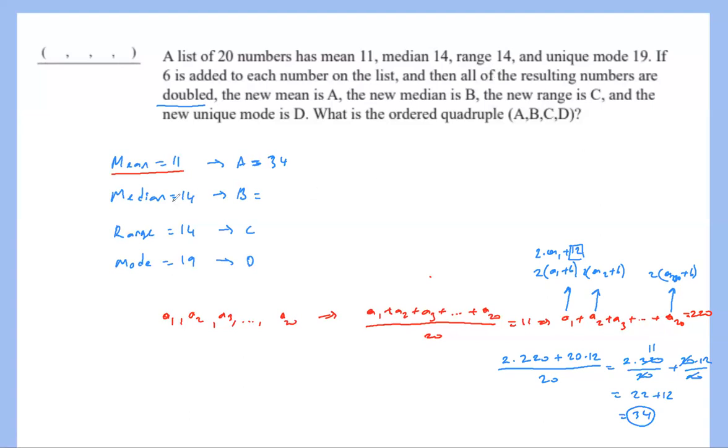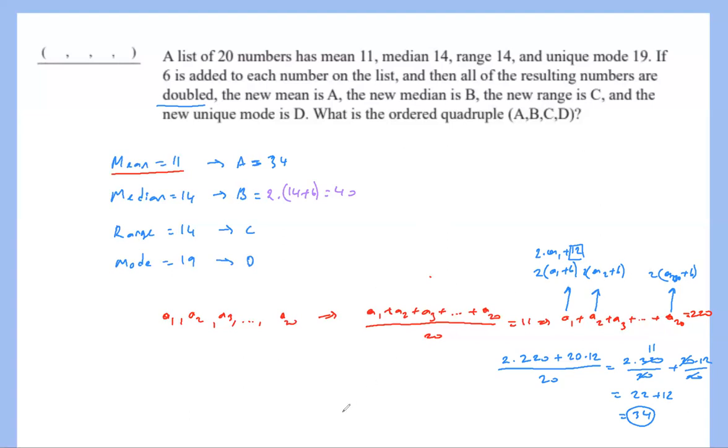So the only thing happening to the middle number is that you are multiplying it by 2 after adding 6. If you do so, you will get just 2 times 14 plus 6, right? So that will give us 40. So B has to be 40, and we got that. So AB is over.